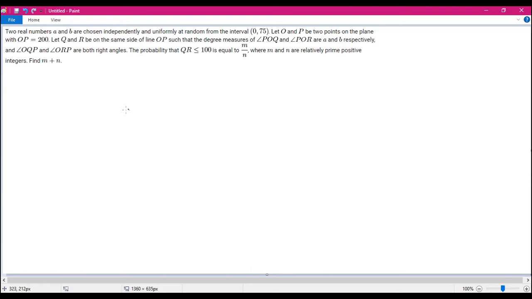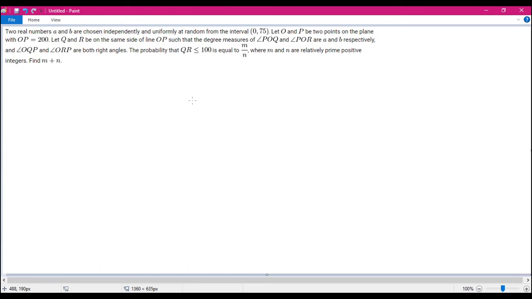Here we have a pretty difficult geometry problem using circles. Two real numbers a and b are chosen independently and uniformly at random from the interval 0 to 75. Let O and P be 2 points on the plane with OP equal to 200.